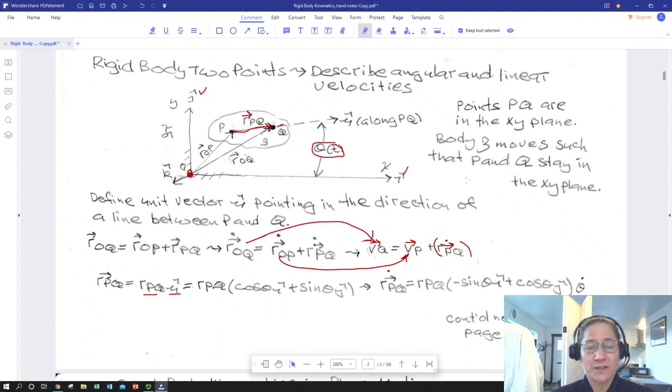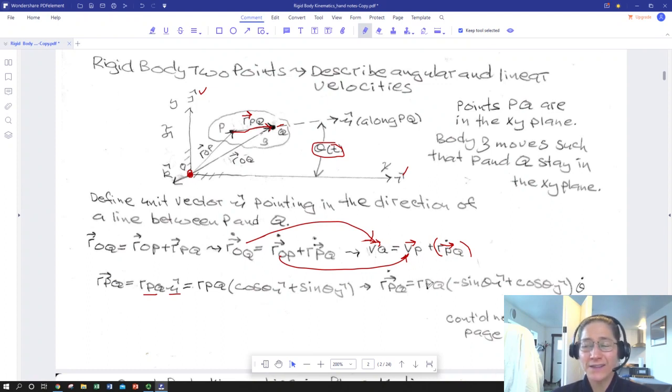Okay, so it's equivalent. I can say RPQ u hat is the same as saying RPQ times cosine theta I hat plus sine theta j hat. It's the same thing by trig. Okay, let's take the first time derivative. No problem. So I dot this, take the first time derivative, and I have RPQ.